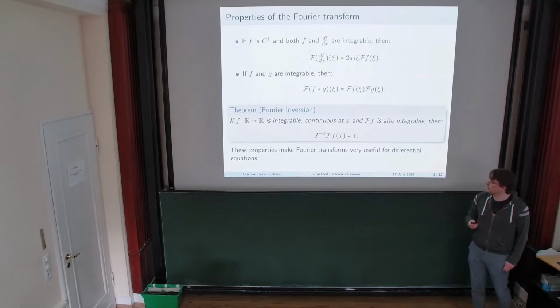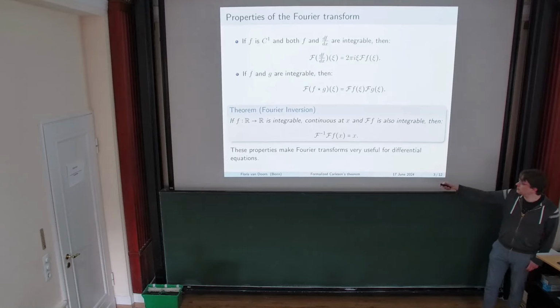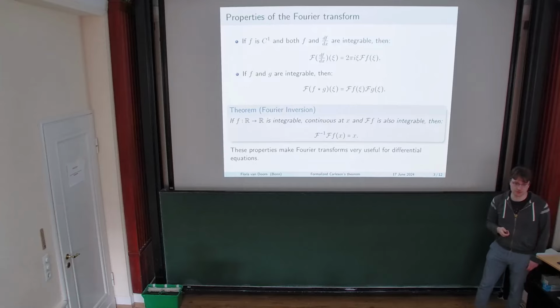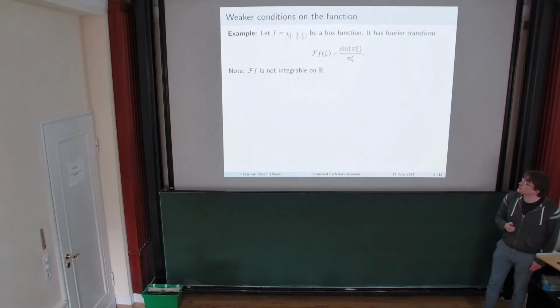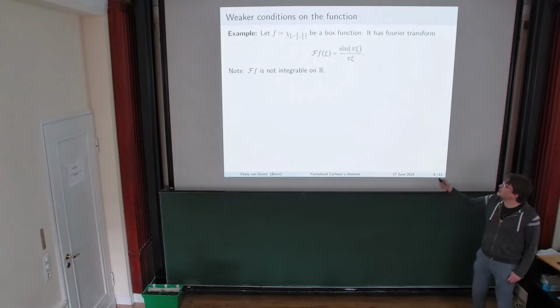This Fourier inversion theorem has three conditions: that the function is integrable, continuous, at least at a point, and the Fourier transform is integrable. Actually this last condition is kind of strong, because here's an example. Let's take a very simple function.